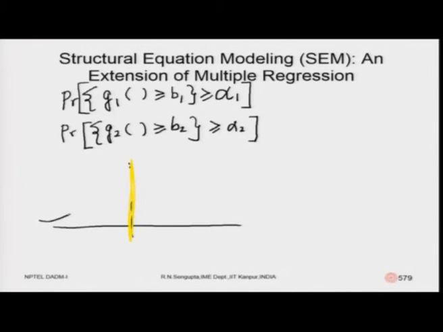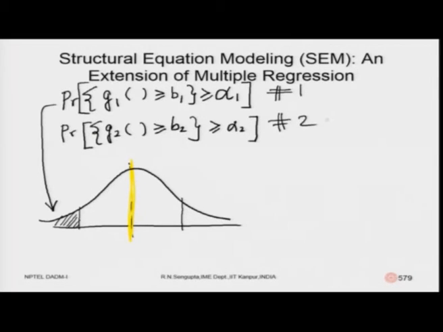So, the distribution is like this. There would be some alpha value, alpha 1, alpha 2. G1 is greater than B1 by a value of alpha 1, which would be given depending on the level of significance. This is for equation 1, and this is equation 2. I will draw it here also. The mean values would be different and the variance can also be different. So, how am I going to include that? Let us go.